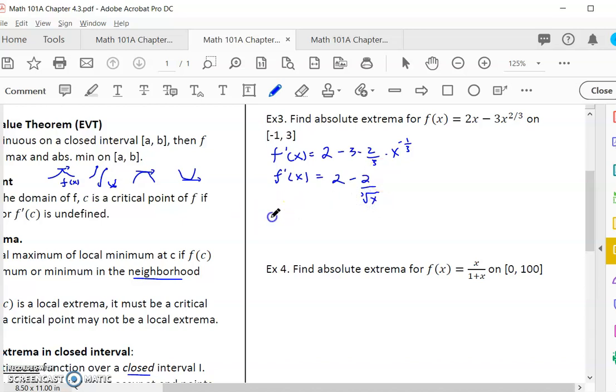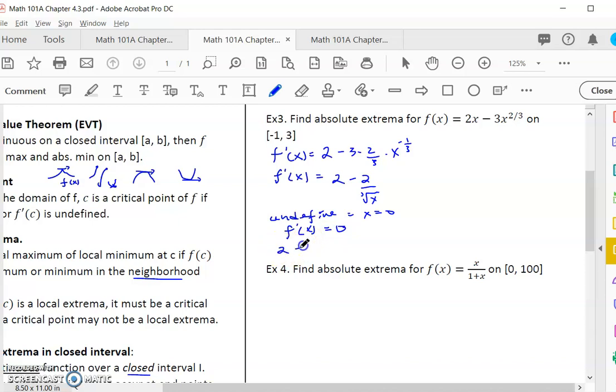So now, what is the undefined point? Oh, last time I didn't ask myself if there's any undefined. Undefined, it is x equal to 0, because you cannot divide by 0. What about f prime equal to 0? Critical point is when it is either undefined or this is equal to 0.